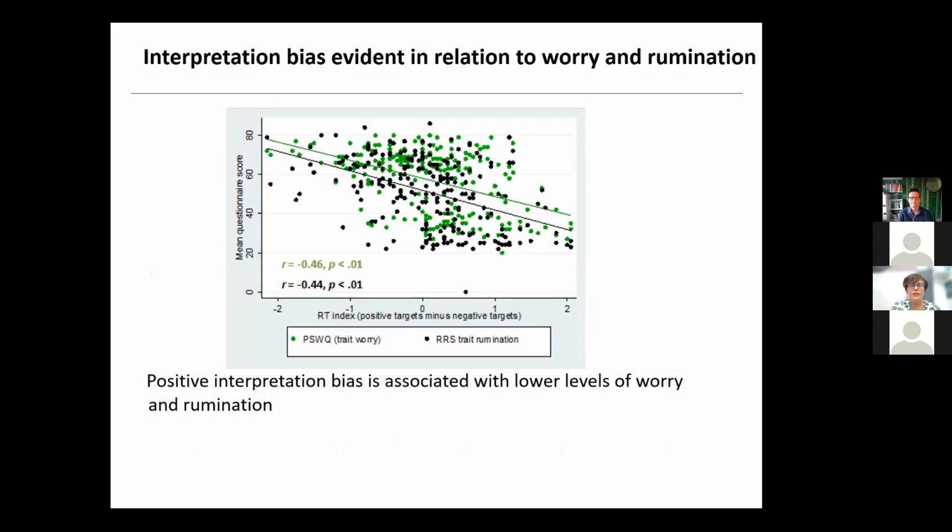So what we found was that across people from the general population and those currently suffering from generalized anxiety disorder or depression, across the whole population, there's a strong relationship between higher levels of worry and rumination and higher levels of negative interpretation. So, sorry, the other way around. People who have worry and rumination tend to have more negative interpretations.